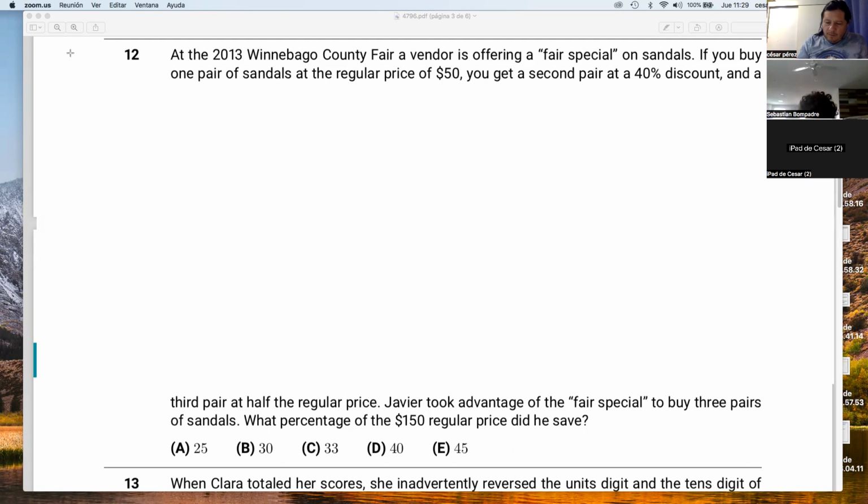Okay. He's going to buy 3 pairs. The first pair costs 50. The second pair costs $30. There are 2 ways for getting this.